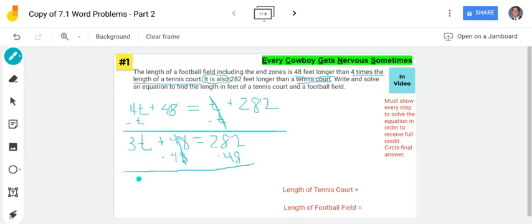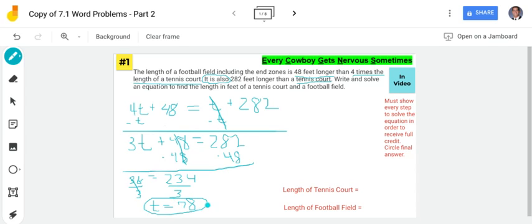Okay, so those 48s cancel, and I get 3T is equal to 282 minus 48. Should get 234. Okay, fifth and final step, solve for T. So I'm going to divide both sides by 3. So I get T is equal to 234 divided by 3. That should give you 78. So T is equal to 78.